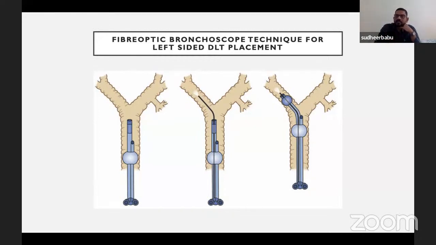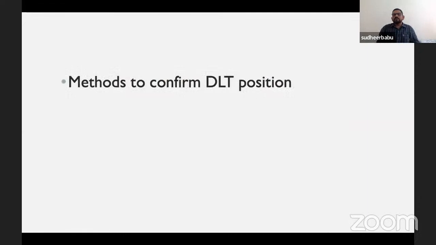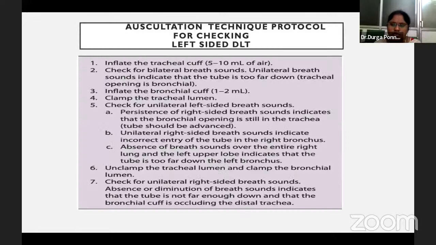So what are the methods to confirm DLT position? We can confirm by auscultation, sir. Okay. Auscultation and fiber optic bronchoscope is the gold standard. We can also confirm by X-ray, chest X-ray, USG chest, and CT. Under C-arm guidance also we can check the position of the DLT.